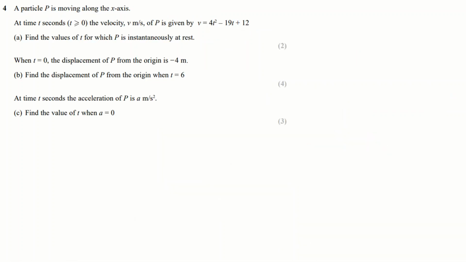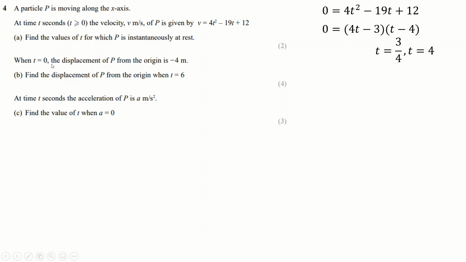Yeah, very classic A-level question, so well done if you're already getting that right. Particle P is moving along the x-axis. The velocity is given by this. When something is at rest, that means its velocity is 0, so just put a 0 into here and then solve it. It does factorize if you look at it carefully enough, and you get those 2 times, which is fine. So those are the 2 values. When time is 0, the displacement is this.